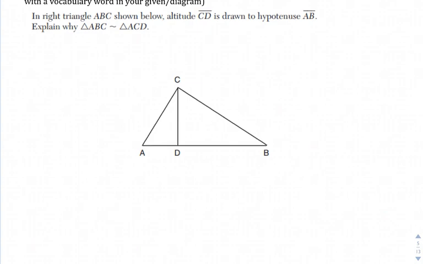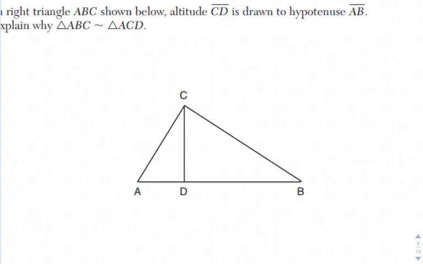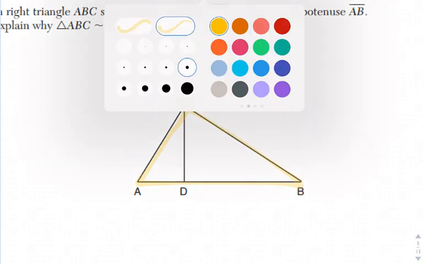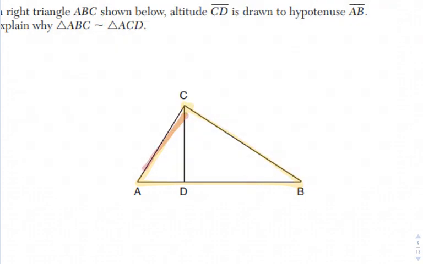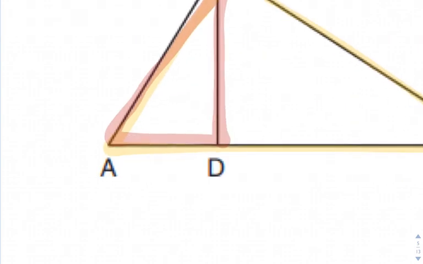So in this first one it says, in right triangle ABC shown below, altitude CD is drawn to hypotenuse AB. Explain why these two triangles are similar. So the two triangles it wants me to look at is ABC and ADC. So right away I notice that my red and my yellow overlap at angle A. So I know angle A is in both triangles.